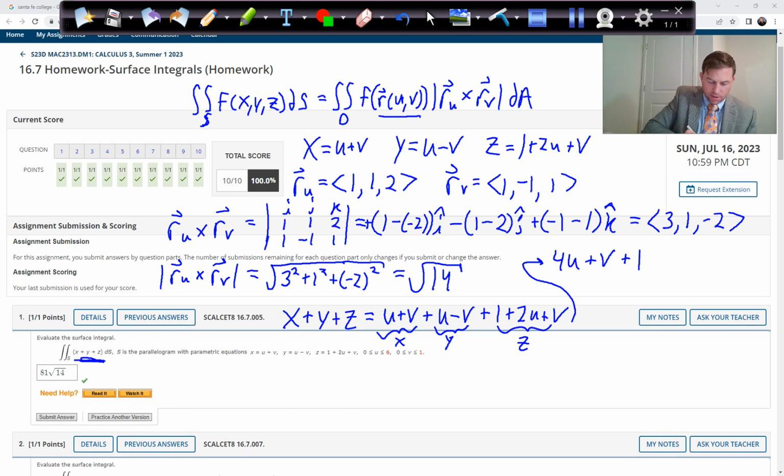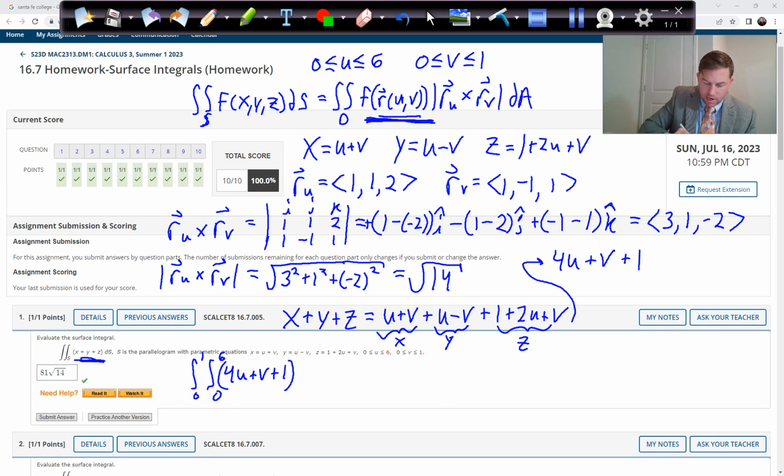So we can set up our double integral. I think they told us somewhere in this problem that u is going to vary from 0 to 6, and v is going to vary from 0 to 1. So I think I did du dv, so it's 0 to 6, 0 to 1, and it's 4u plus v plus 1. Now that is this part times the magnitude, which would be root 14, and then it's du dv.